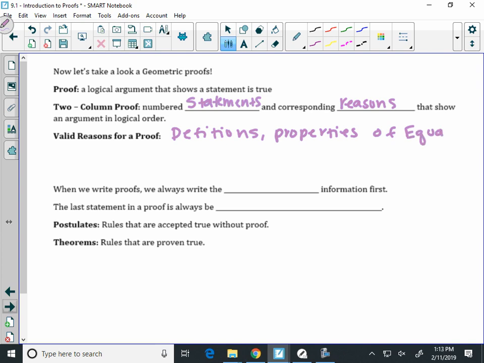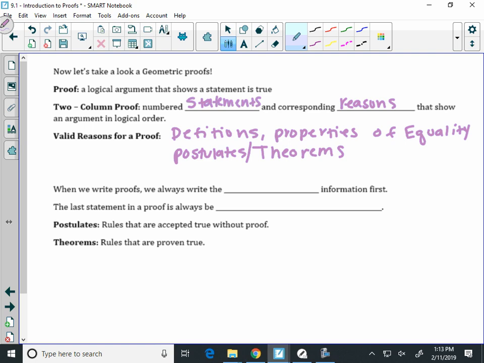So addition property, subtraction property, transitive property, reflexive property. Those are allowed to be reasons in a proof. Okay. And you can use definitions, properties. You can use postulates, which we talked about at the beginning of the year, or theorems. So definitions, properties, postulates, and theorems are reasons that you can use in a proof, reasons to back up your statements.